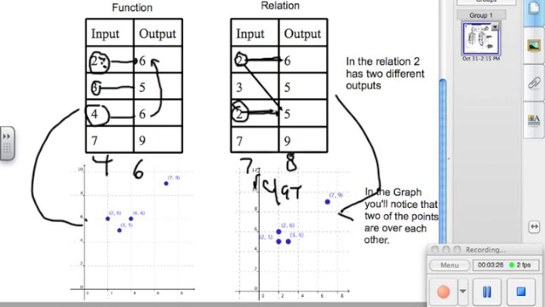Okay? That is a brief description of the difference between a relation and a function.